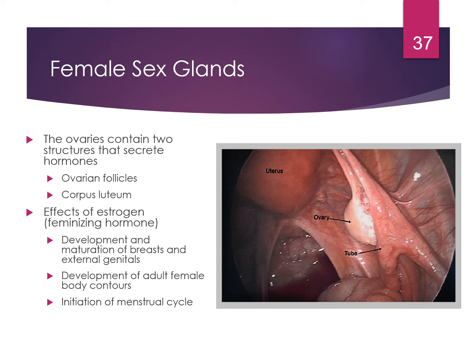One is the ovarian follicle. Now, the ovarian follicle is the little pocket where the egg develops, and we call that egg the ovum, or ova for plural. So the ovarian follicle is where the egg matures, and then this ovarian follicle secretes estrogen, which is also referred to as the feminizing hormone, and estrogen is responsible for the female sex traits.